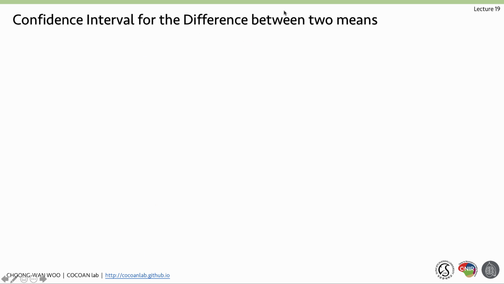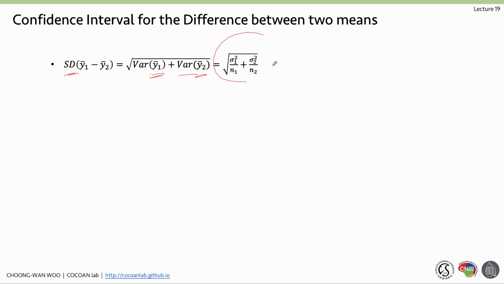Okay, now let's talk about the means, confidence interval for means. To do that, we first need to know the standard deviation of the mean difference, and that's the square root of the variance of the sample mean of group 1 and the variance of the sample mean of group 2. And that's basically this. And the standard error of this is going to be replacing this sigma with the sample standard deviation.